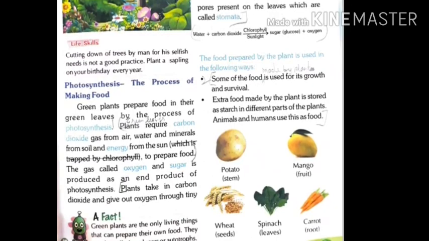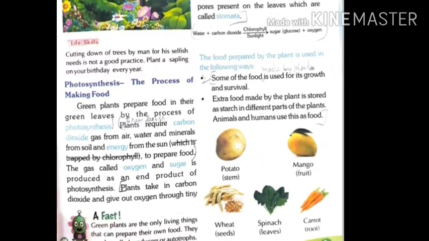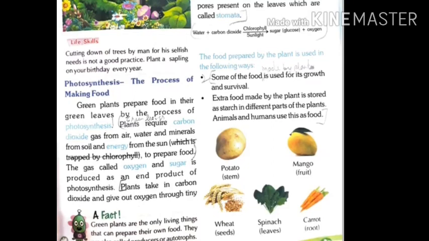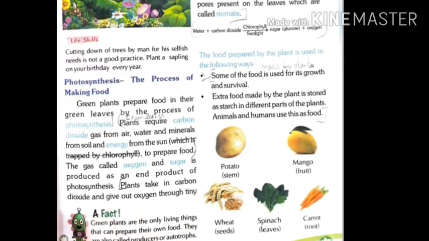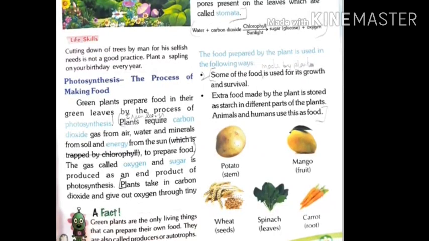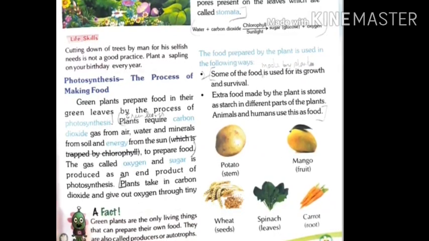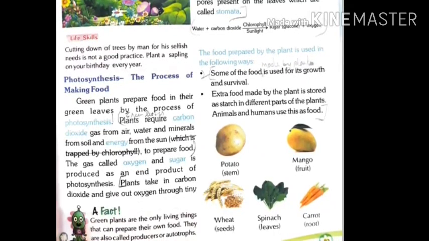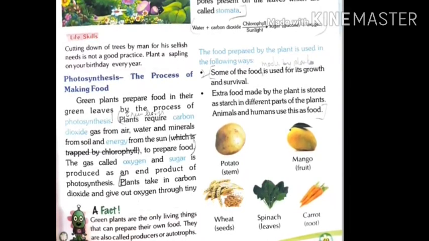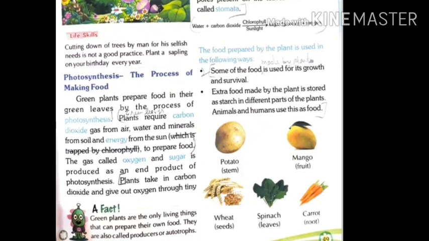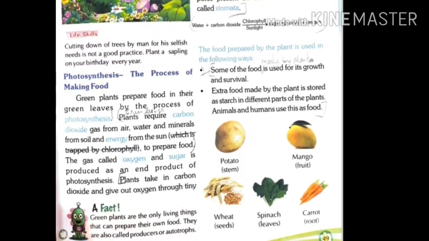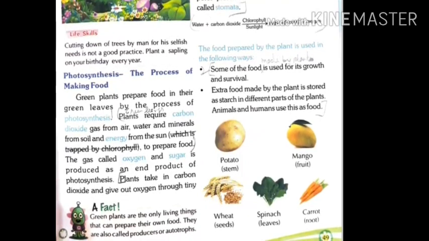Now see, potato. Potato is the stem. Mango is the fruit. Wheat, which we eat, that are seeds. Spinach we eat, that are leaves. Carrot we eat, that is a root. So the food is stored in the different parts of a plant.